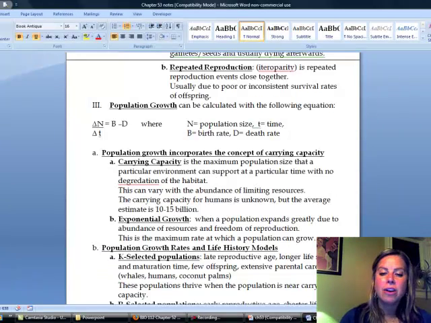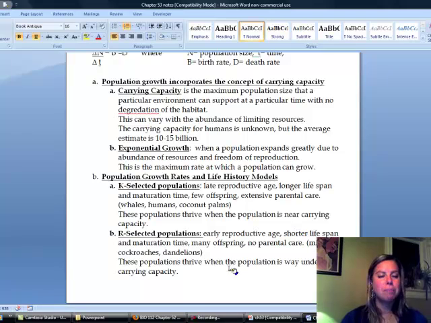Okay. Now, the last part here is talking about population growth rates and life history models. And once again, we're going to talk about two extremes. So there's what's called K-selected and then R-selected. K-selected populations are going to be ones that have a later reproductive age, longer lifespan, and few offspring and extensive parental care. So the example that I give, they're whales, humans, and coconut palms.